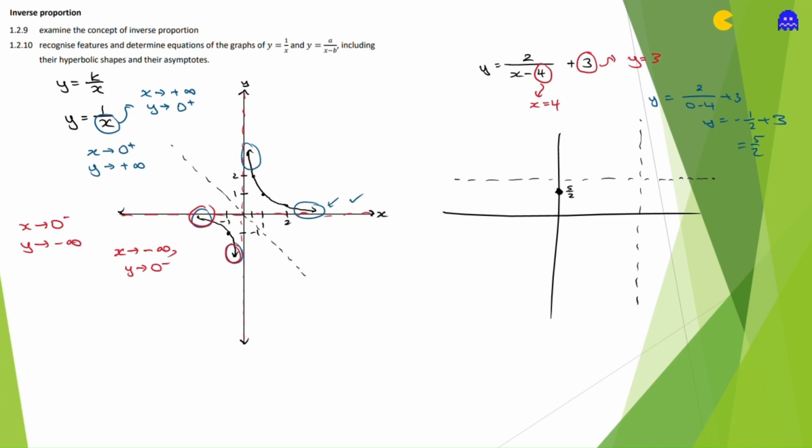And similarly, I want to find my x-intercept. So I have 0 equals 2 over x minus 4, plus 3. So negative 3 times x minus 4 equals 2. Negative 3x plus 12 equals 2. Negative 3x equals negative 10. So x equals 10 over 3. And I will just pop that point right here.